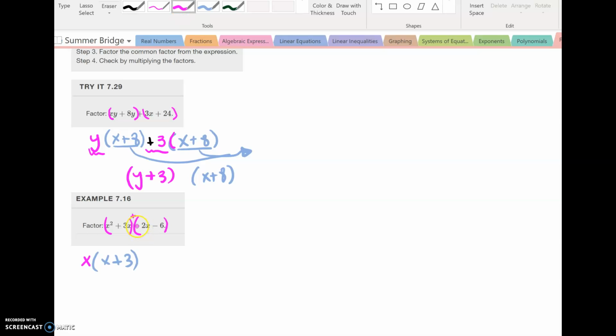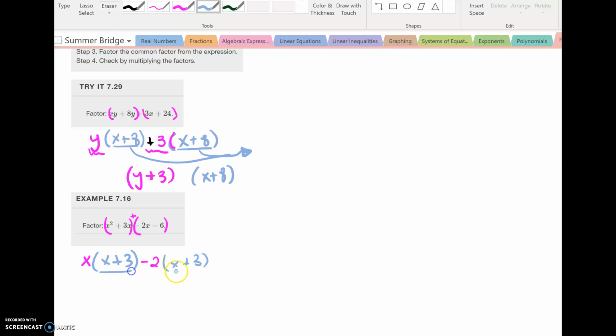Now, I'm going to take a look at my second set of parentheses. And I notice both terms are negative. So I'm going to factor out a negative. Okay? And both of these are even. So I'm going to factor out a 2. What I have left is going to be x plus 3.